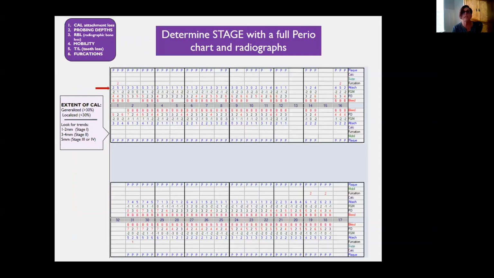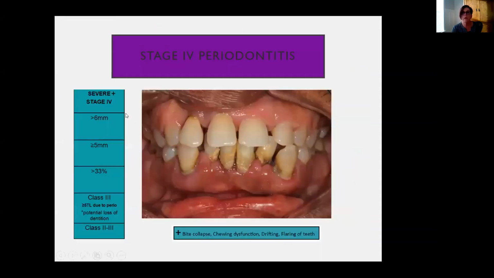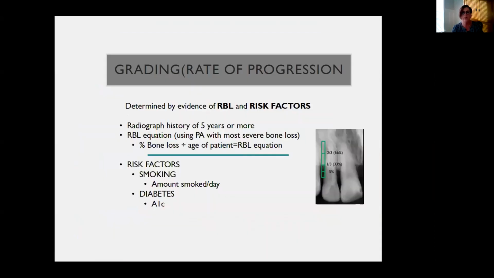Also included is the flaring, and we have biting dysfunction. So if you've been in practice long enough, you know what a class 4 looks like. It's right there. So let's go on to our next one.